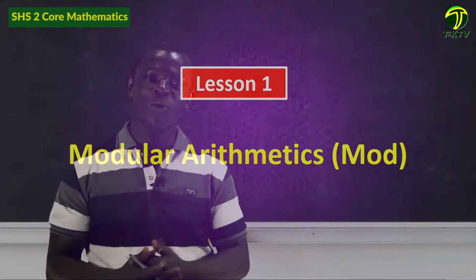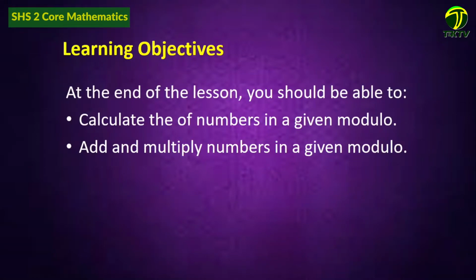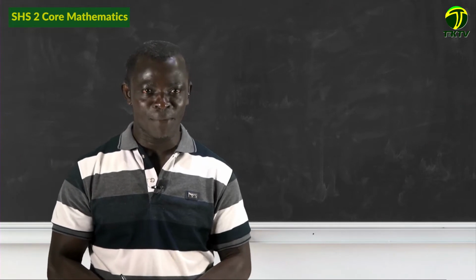At the end of the lesson, this is what I want you, the viewer, to achieve. I'm expecting you to be able to calculate the numbers in a given modulo. On the other hand, if I give you any number, you should be able to convert it to the given modulo. Secondly, I want you to be able to add and then multiply numbers in a given modulo. I can ask you, in this case, to multiply, let's say, 15 by 12 and convert your answer in mod 5.